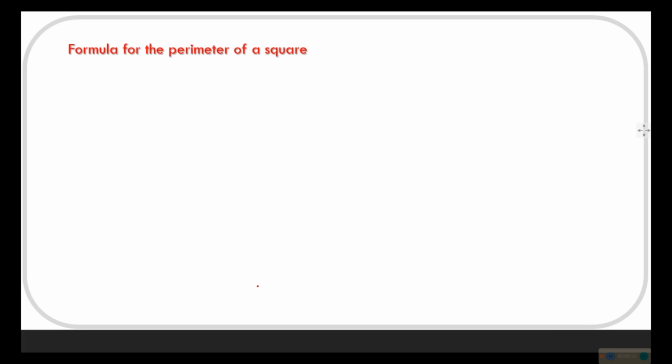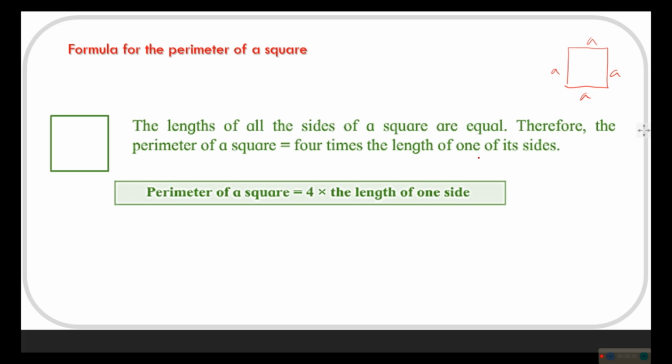Formula for the perimeter of a square. When it comes to a square, we know that all four sides are equal. If this is A, this is A, this is A, in centimeter, meter or kilometer, we need a formula for that. There is no need of 2 times A, then 2 times A. No, it will be simply 4 into the length of one side. Why? Because it is a square, so all sides will be equal. If this is 5 centimeter, all these are 5 centimeter. So it is as simple as that.